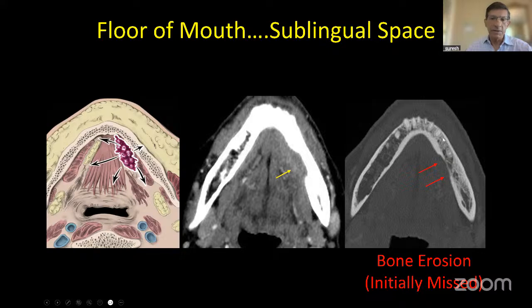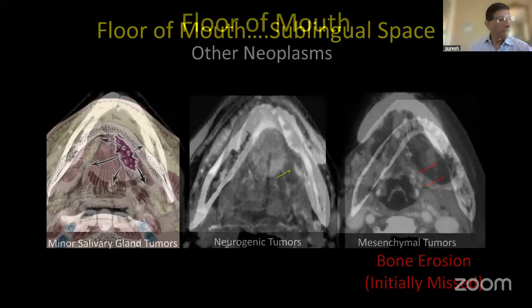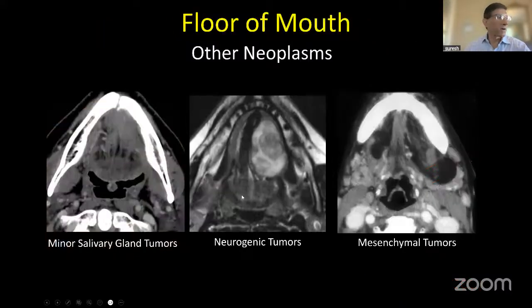Now, whether or not this is due to tumor involvement or due to osteitis from really bad odontogenic disease, I think it's really, really hard to say. But at the very least, we have to mention this bone erosion. And then it's really up to the surgeons and the whole team to determine the type of mandibulectomy that needs to be performed. Now, there are other tumors that can involve the floor of the mouth.